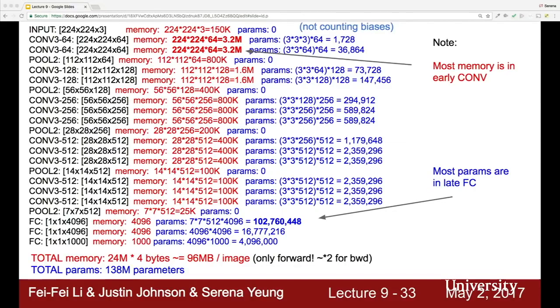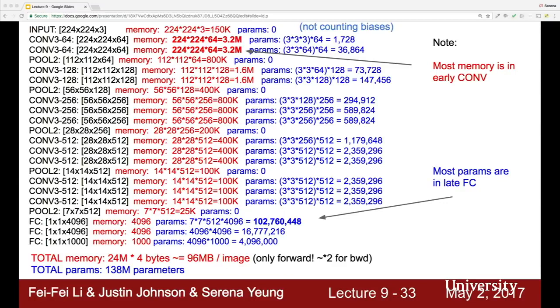Okay, so if we look at the distribution of where memory is used and where parameters are, you can see that a lot of the memory is in these early layers, where you still have large spatial dimensions, so you're going to have more memory usage. And then a lot of the parameters are actually in the last layers. The fully connected layers have a huge number of parameters, right?